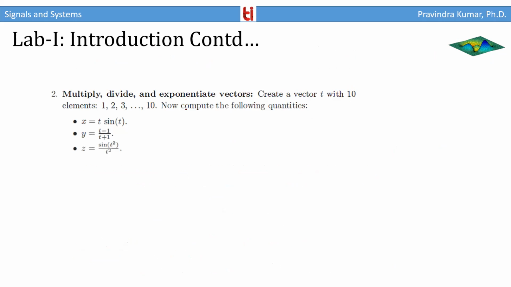Similarly, the question is to create a vector t with 10 elements, 1 to 10. How can you generate these 10 elements? You can simply write in MATLAB t = 1:10, because the spacing is 1. If you write 1:10, 10 elements will be generated here.